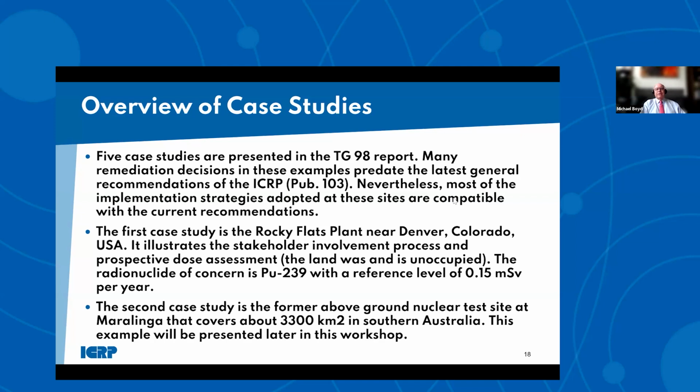It illustrates the stakeholder involvement process and prospective dose assessment. The land was and is unoccupied. The radionuclide of concern there is plutonium-239, and a reference level of 0.15 millisieverts per year is provided. The second case study, the one you'll hear about later, is the former above-ground nuclear test site at Maralinga that covers 3,300 square kilometers in southern Australia. This example will be presented later in this report.